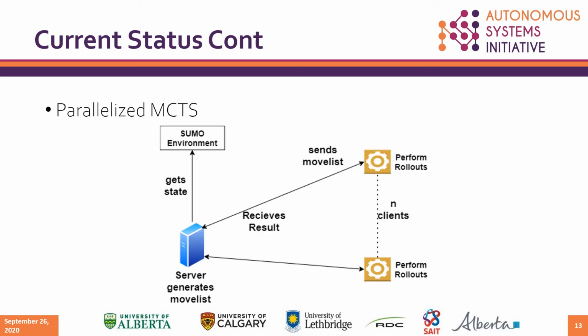We have also parallelized our MCTS since the simulations are a bit slow, so we want to parallelize the rollouts. So we have a server that queries the Sumo environment, which contains the MCTS tree, and then it generates move list by traversing down the tree. This move list is sent to workers, and the workers do rollouts and send back the results, which is then used to update the tree.